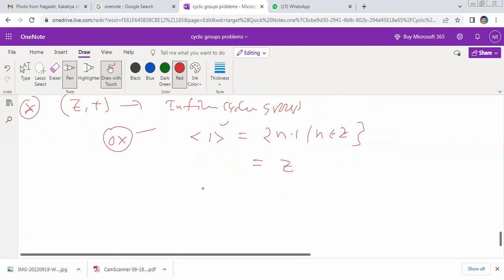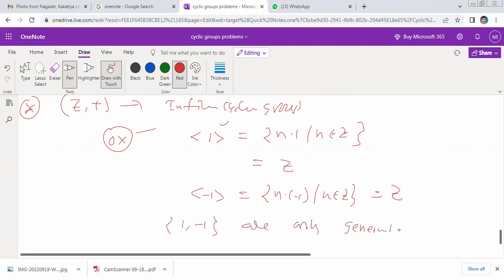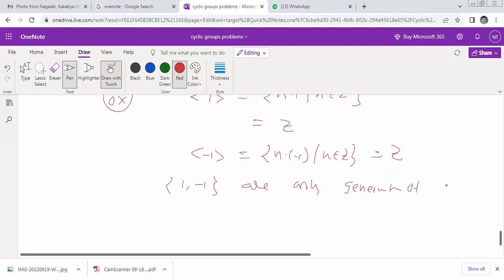My question is, does there exist any other generator? Minus 1. So n times minus 1 such that n belongs to Z also gives Z. Therefore, 1 and minus 1 are the only generators of the cyclic group Z plus. In general, I'm asking one question: how many generators are there in an infinite cyclic group?